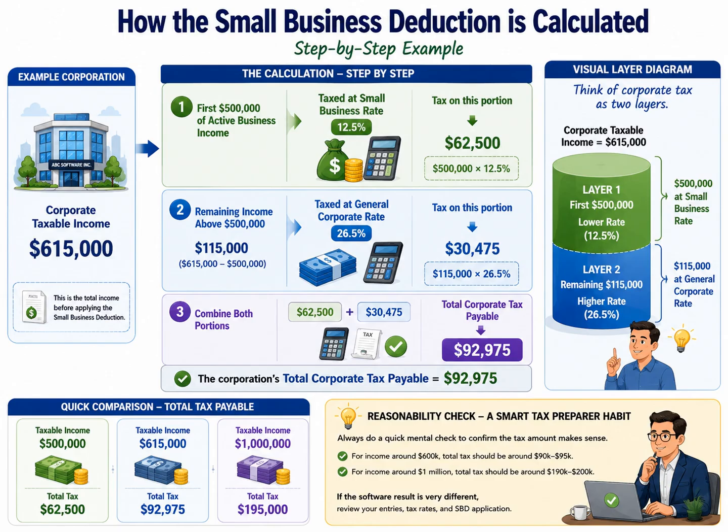Once you understand this simple three-step process, calculate the tax on the small business portion, calculate the tax on the remaining income, and combine the two amounts, you have mastered the basic mechanics of the small business deduction calculation.